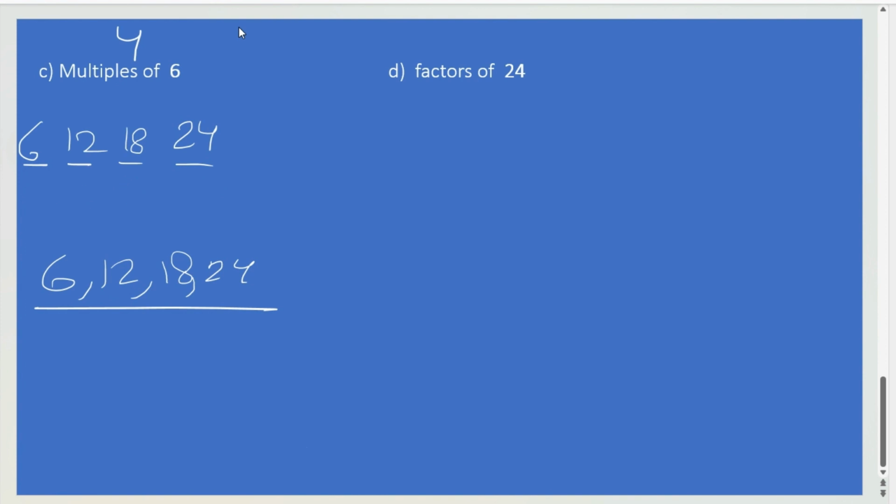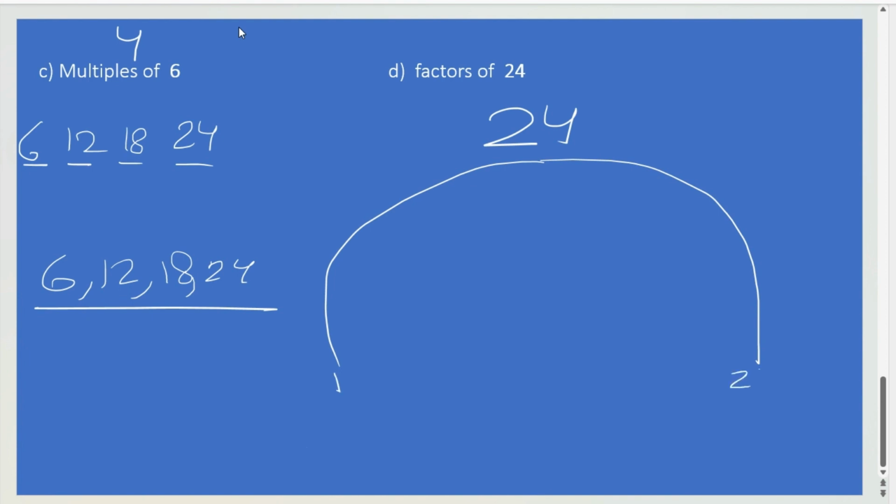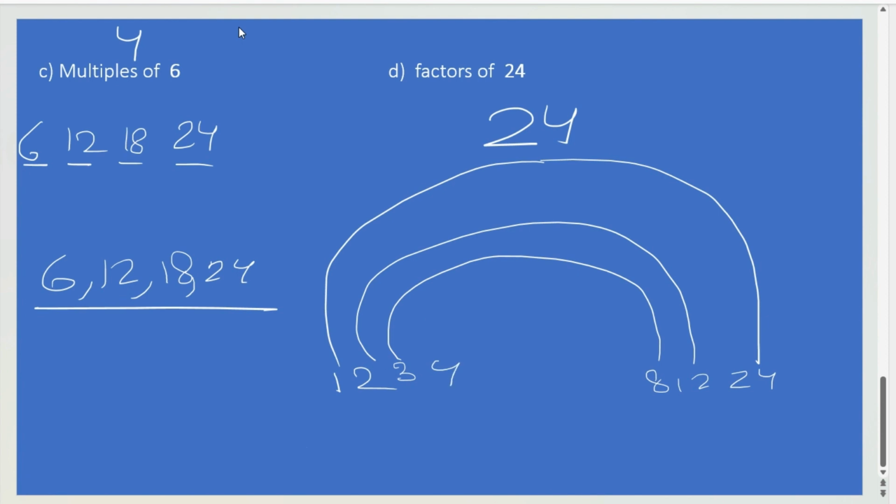Factors of 24 then. So I want you guys to make a huge rainbow, 24, and then 24. Start with 1, 24. Great. Then 2, check. 24 divided by 2, that's going to be 12. Yep. Then 3. 24 divided by 3, 8. Another one, and then 4. 24 divided by 4, 6.